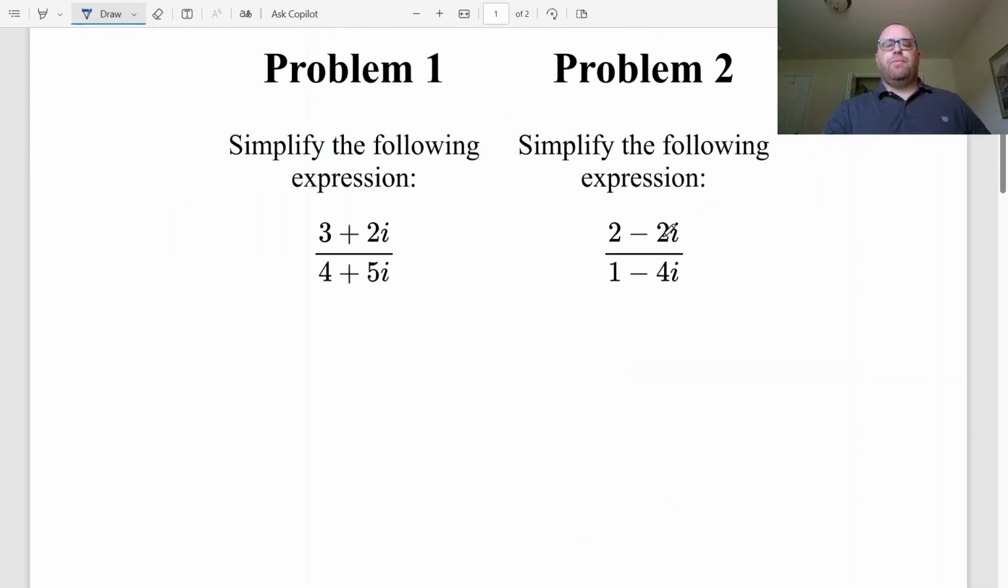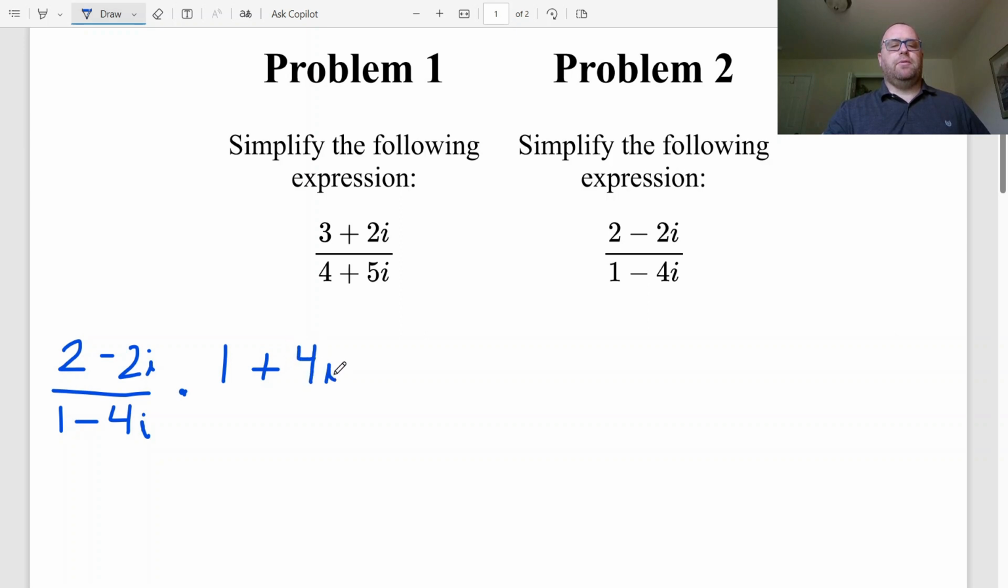So in problem 2, we have 2 minus 2i over 1 minus 4i. So we're going to take 2 minus 2i over 1 minus 4i, and we'll multiply by the complex conjugate of the denominator, so 1 plus 4i. Okay, so when we do that out, first term times first term is 2 times 1. Outer terms, 2 times 4i is plus 8i.